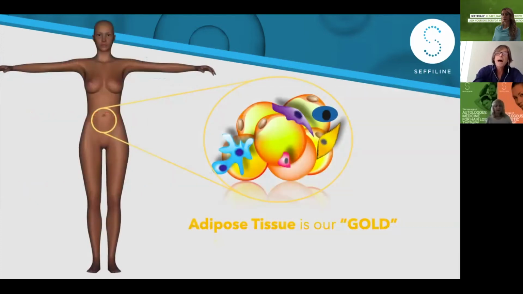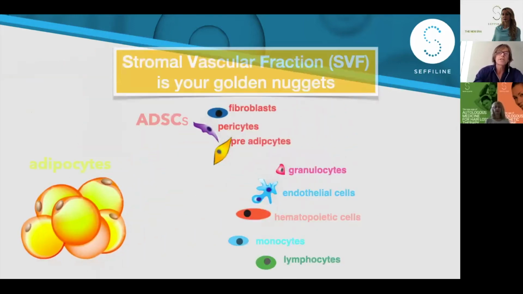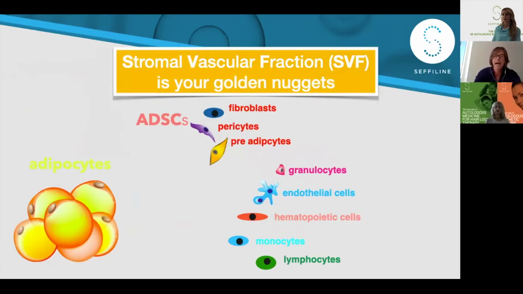Talking about the golden age, we have to know which is our gold. Our gold is adipose tissue. Adipose tissue is composed of several kinds of cells, and we can divide them into two big families, the mature adipocytes and the stromal vascular fraction. The stromal vascular fraction is the real golden nuggets of our tissue.